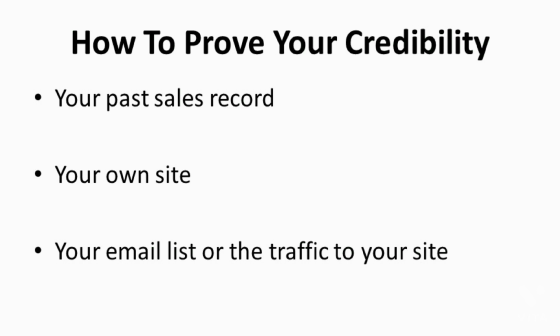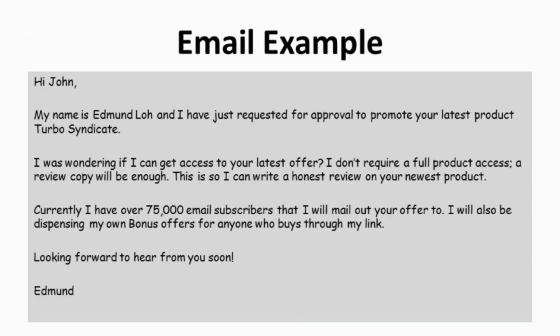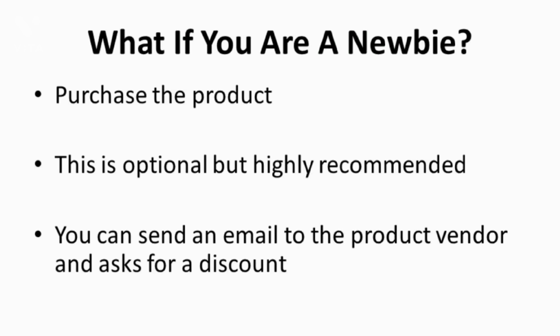But keep in mind, make sure you have the best sales letter put on your affiliate link so that it's convincing. And last, reveal the size of your email list or the traffic to your site to the product vendor. Here's an email example for you when you contact the product vendor for the product review access. First, introduce yourself and state the purpose of the email. Straight to the point, no need for lengthy introductions. In this example, the credibility is proved by the size of the email list, which I mentioned in the previous slide.